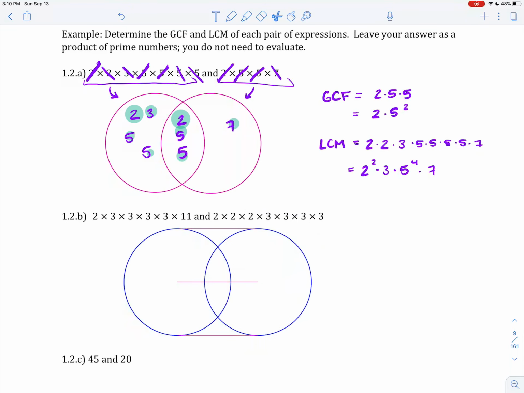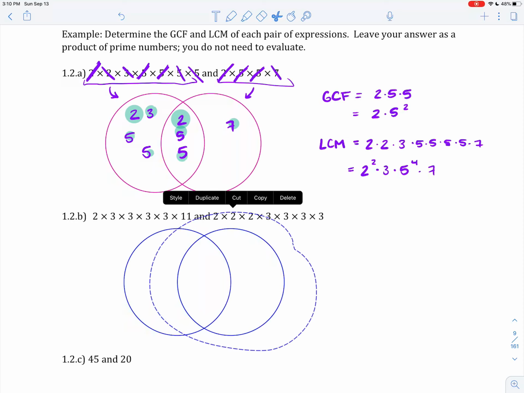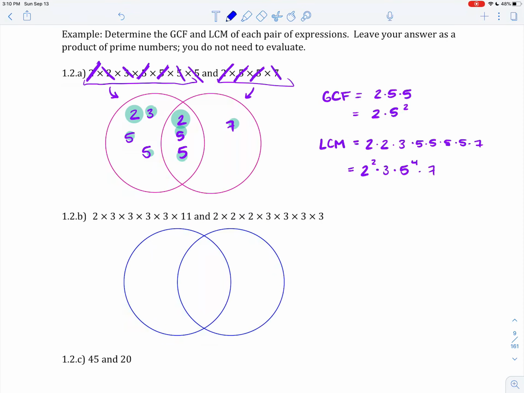Oh, there's a duplicate button. I could just use that. Oh, look at that alignment. Free-handed. Yeah, I did that.